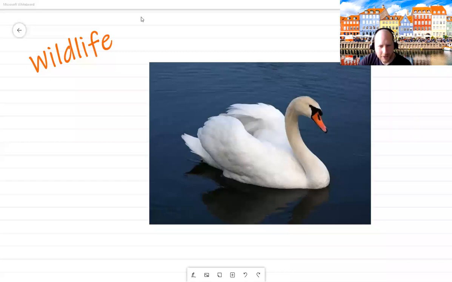1916. That's right, Jasper. There's a famous story about a swan, which we'll mention when we get to the cultural bit. I've picked some other animals here.